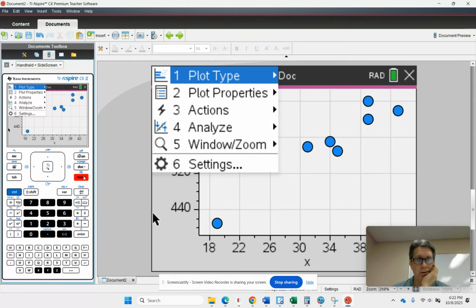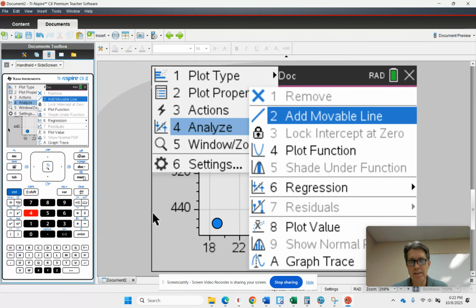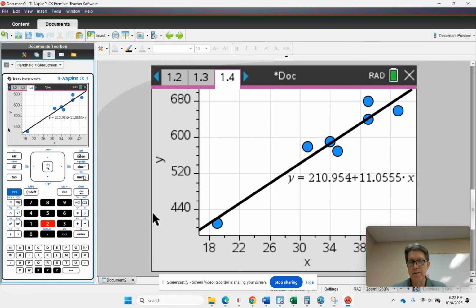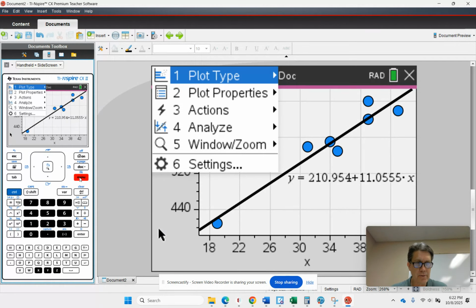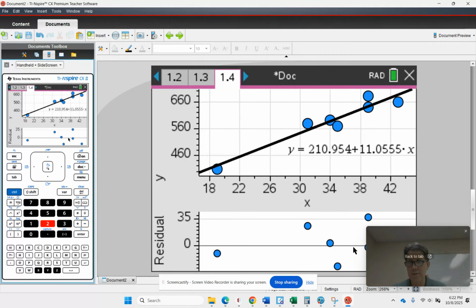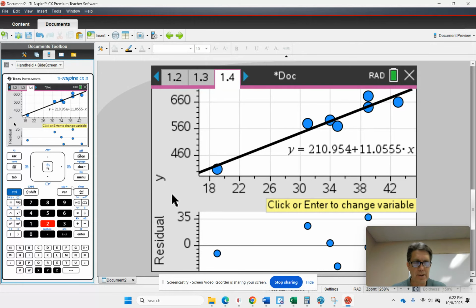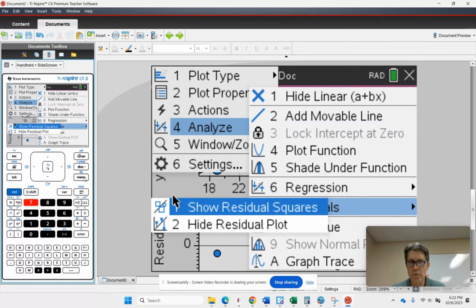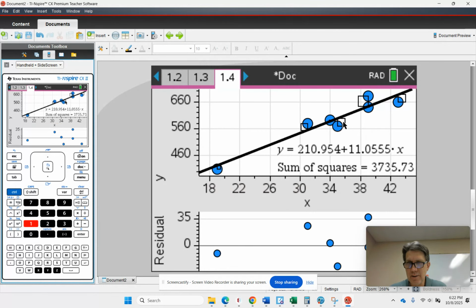On this one, I can go Menu, 4, Analyze the Graph, number 6, and then show the linear regression. So if you have the Inspire, go ahead and do that. Then let's go Menu 4, 7, 2, show the residual plot. So there's the residual plot. Now up top here, I'm going to go Menu 4, 7, 1. I'm going to show the residual squares. And you see all these little squares.